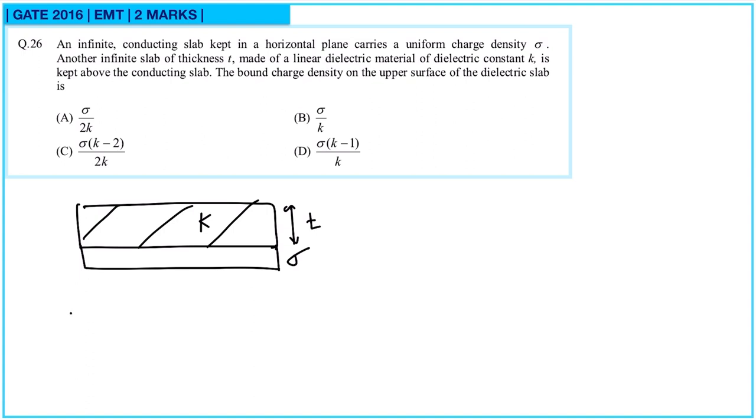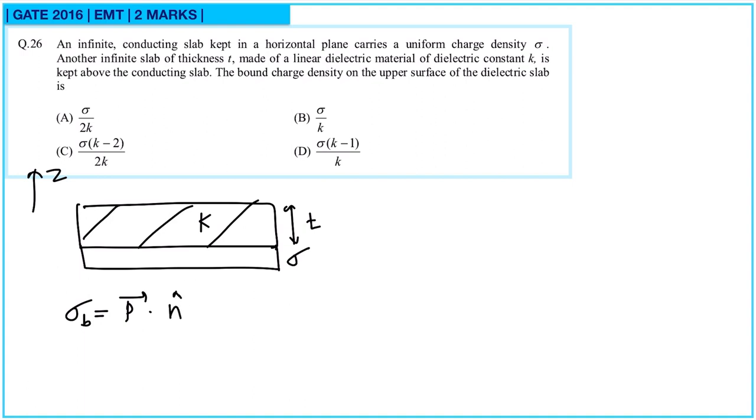Now bound charge density is equal to, for that we have to calculate P first. So bound charge density is equal to P bar dot its perpendicular direction, so that will be Z cap. If we consider this vertical direction as Z, then this will be Z cap dot. So this we have to calculate.